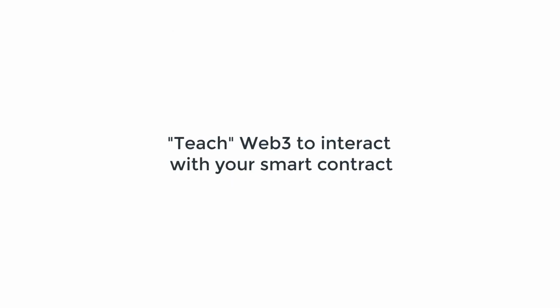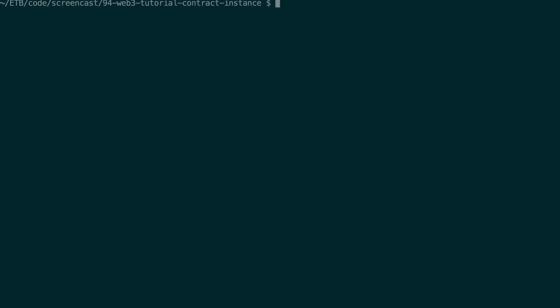So you will need to teach Web3 how to interact with your smart contract. You're going to do this by giving it two pieces of information. The first one is the address of your smart contract. The second one is what we call the ABI. The ABI is a JSON document that describes all the functions of your smart contract that can be called from outside the blockchain. Alright, so let's see how this works with some code.